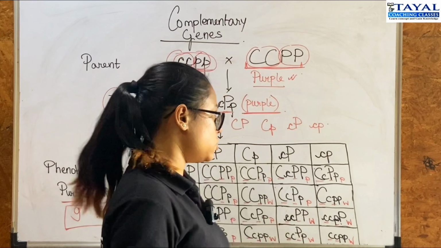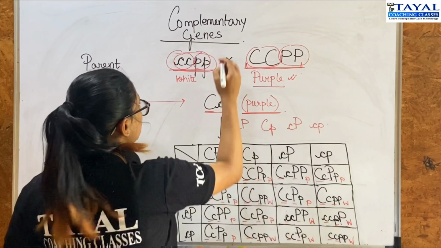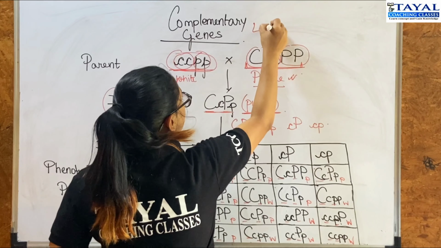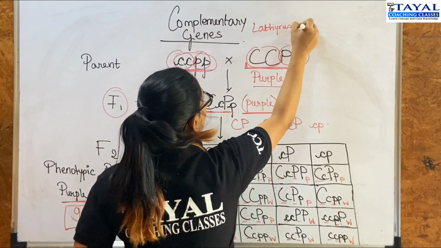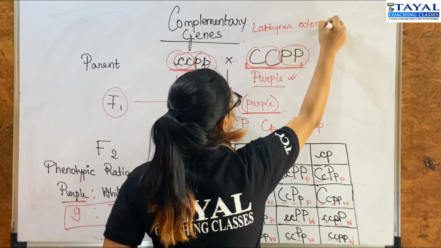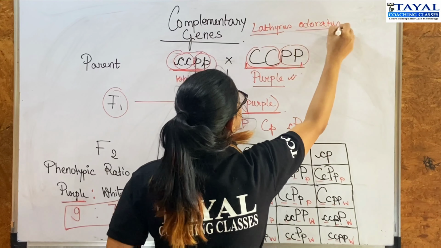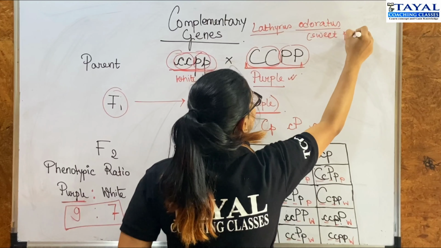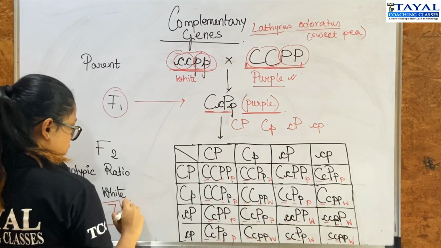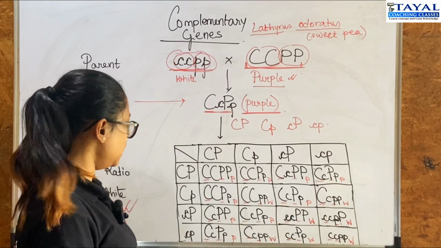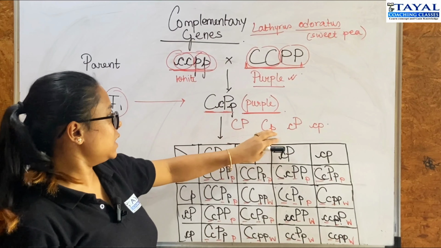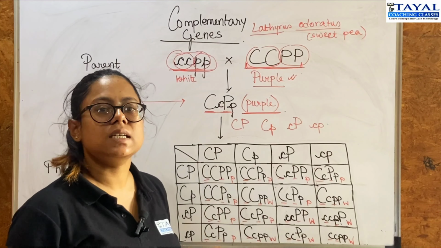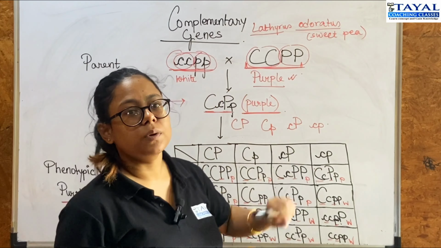For this, you get questions on the species, which again, to recap, is Lathyrus odoratus, commonly known as the sweet pea, in which it was worked on, and the ratio is 9:7, and obviously the combination is when both of them are present in their capital or dominant conditions.